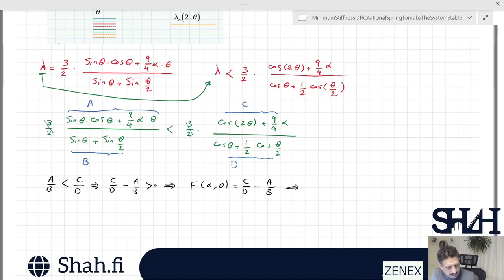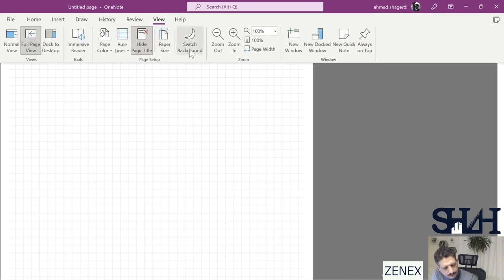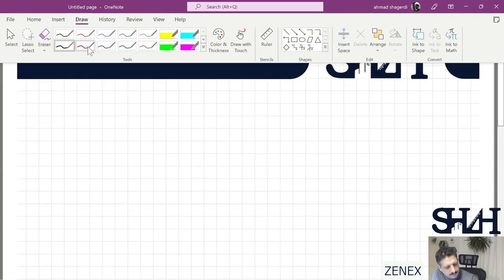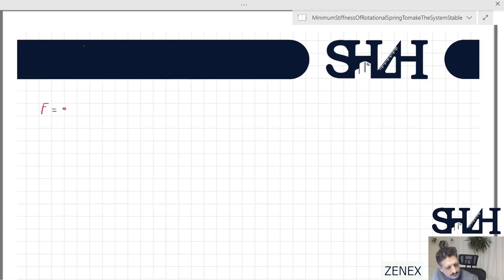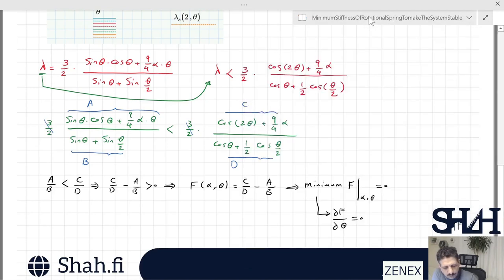So it means that the minimum value of F for any alpha and theta should be 0. Also, for finding the minimum value, we need to take the first derivative of F with respect to theta and make it 0. So here we have two equations. First equation, F equals 0, and then the partial derivative of F with respect to theta is 0. So then we have two equations and two unknowns, which are alpha and theta. F was C over D minus A over B.